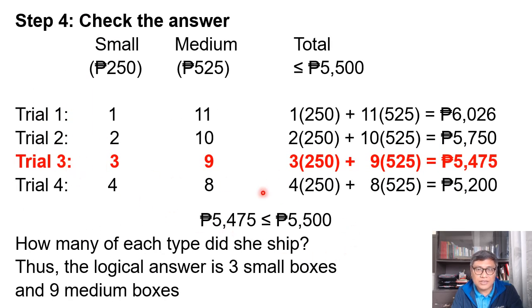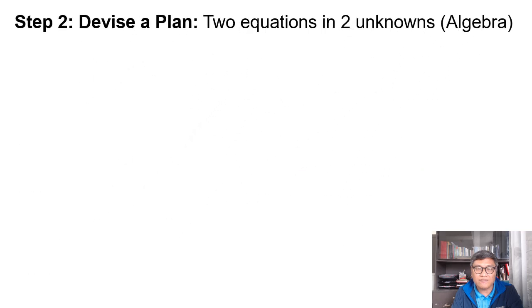So this one here is nearer to the 5,500 as our solution. So thus the logical answer now will be 3 small boxes and 9 medium boxes. So that will be our solution, class. Of course, because this is trial and error, we don't have any more need to use substitution.